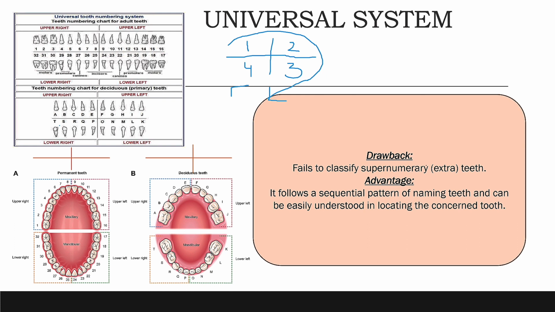As I have told, in deciduous we have 20 teeth and in permanent we have 32 teeth. Apart from this 20 and 32 in both dentitions, if we have any number plus 1 or plus 2, whichever it is, that is a supernumerary. In both deciduous and permanent, if we have any extra tooth in the dentition, in the quadrant or in the jaw, that is called a supernumerary. Supernumerary means extra. So that supernumerary does not have any number in the dentition.